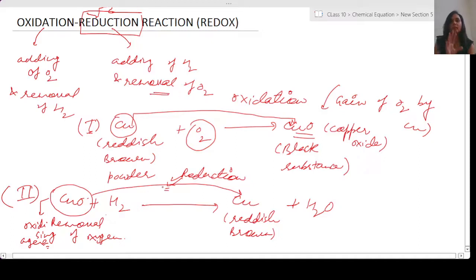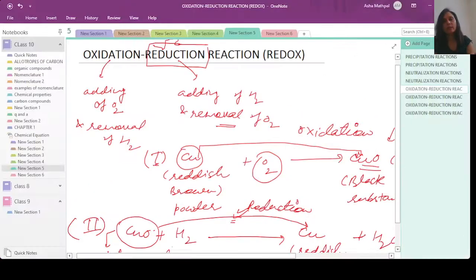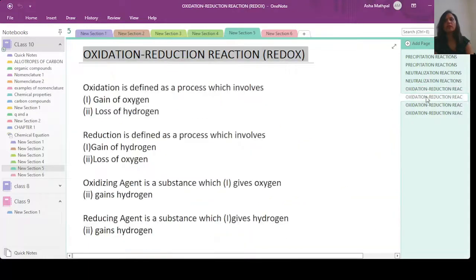Agent means what? Someone who can give you something. So here this agent is giving, or it is having the oxygen, which later will not be there in the product. Okay, so that will become an agent. So here it is the oxidizing agent. Okay, it will become more clear with more examples, which we will be seeing later on.